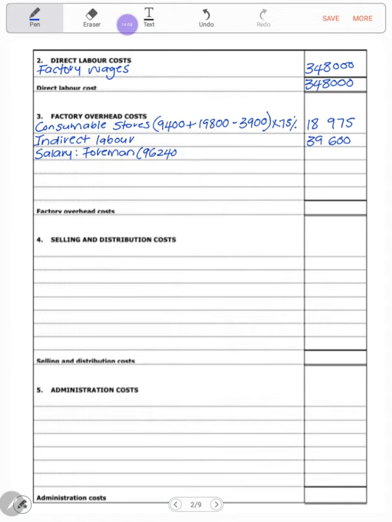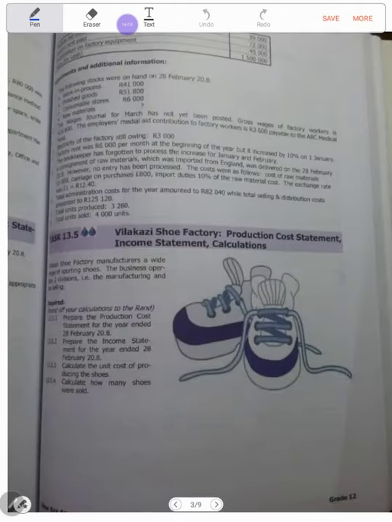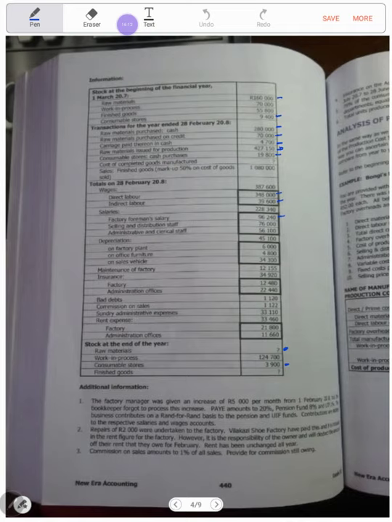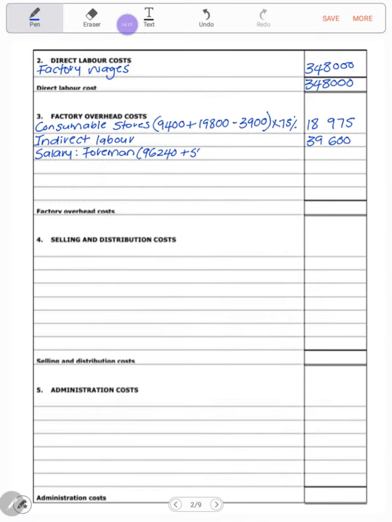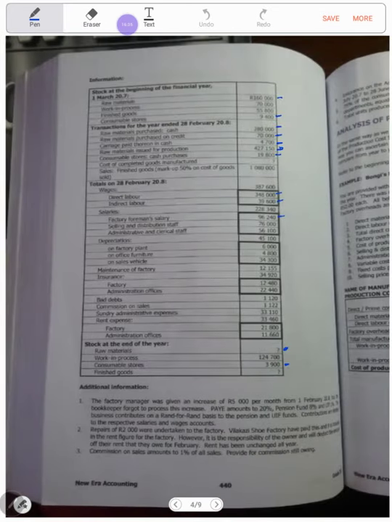But remember that there was an adjustment for this. The factory manager, foreman, supervisor was given an increase of 5,000. So we have to add the increase of 5,000. And we have to work out the 1%, obviously, of that increase for UIF as well as for the pension. So they told us that the pension was 8% of the 5,000 and 1% of the 5,000 for UIF.